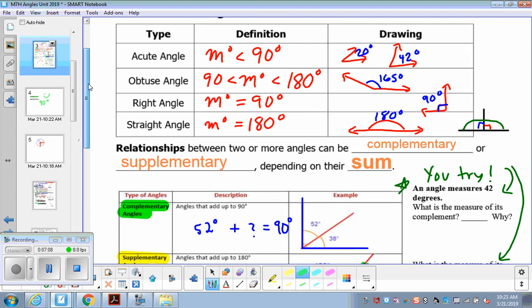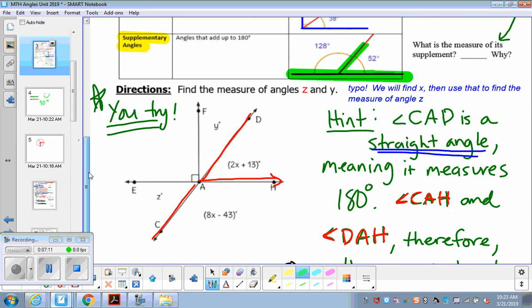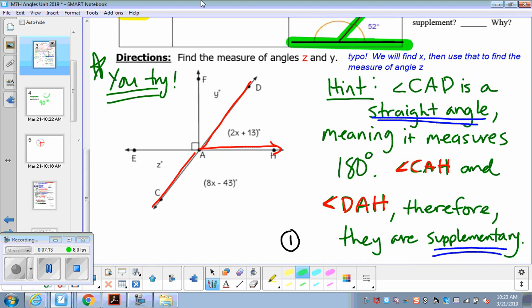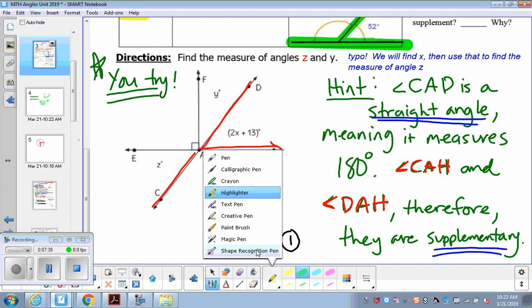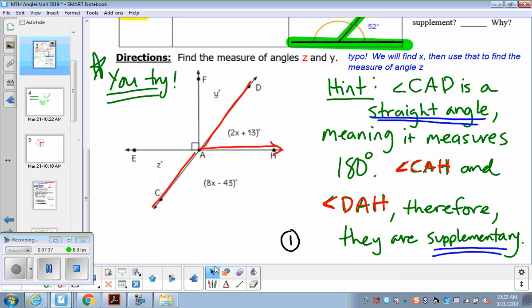Okay? All right, cool. Now, this one's going to require some of your algebra that you've already learned when solving some equations, okay? All right. In this situation, we're going to find the measure of angle Z, and we're going to find the measure of angle Y, okay? I have fixed it for you guys so that there is no typo to worry about. We are going to be finding the measure of angle Z and the measure of angle Y, which we can do using our algebra here.